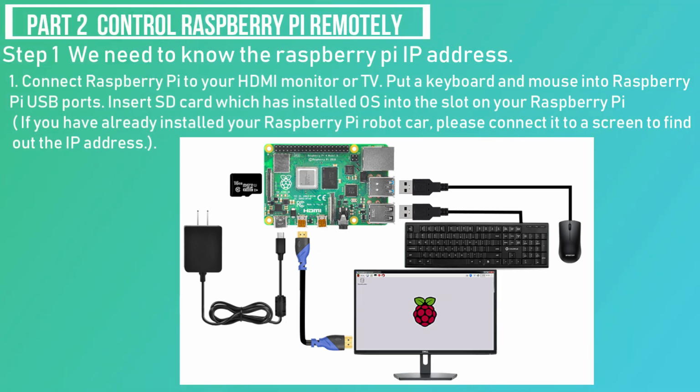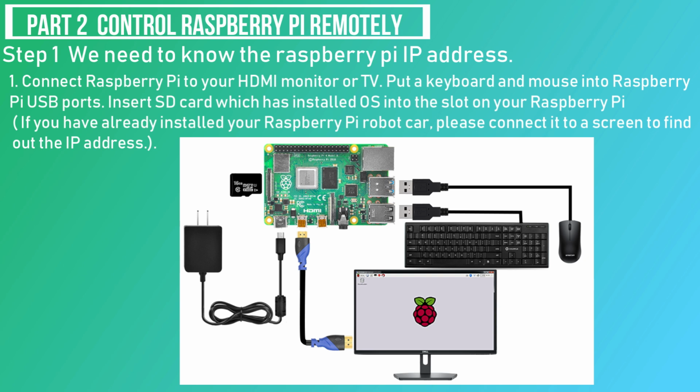Control Raspberry Pi remotely. Part 2, Step 1. We need to know the Raspberry Pi IP address. 1. Connect Raspberry Pi to your HDMI monitor or TV. Put a keyboard and mouse into the Raspberry Pi USB ports. Insert the SD card, which has the installed OS, into the slot on your Raspberry Pi.